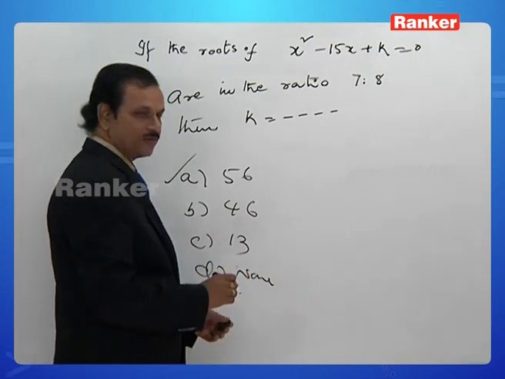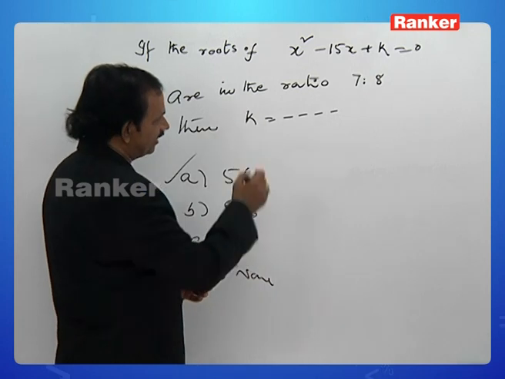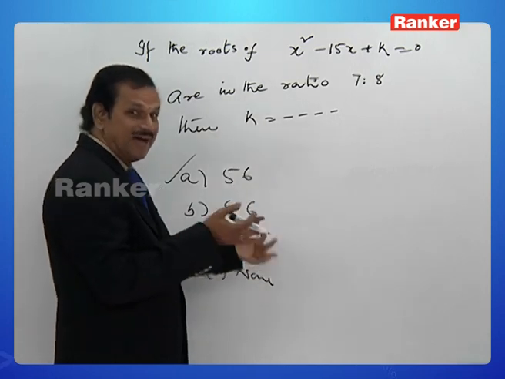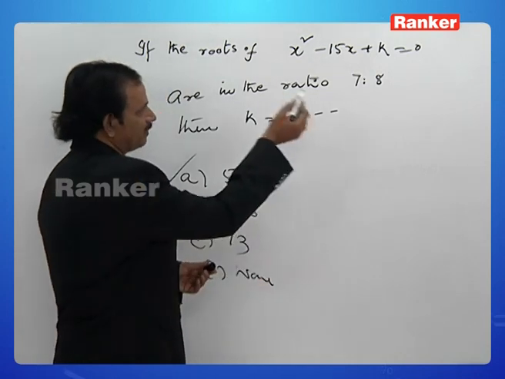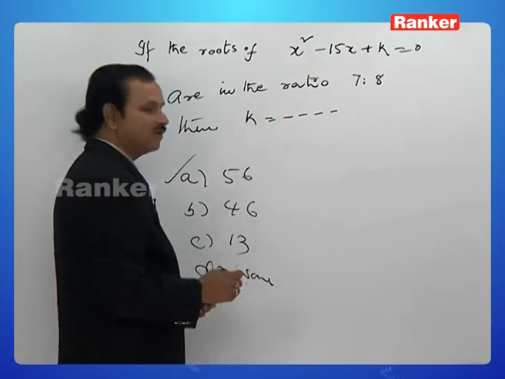So believing that the roots are 7 and 8, and the sum of the roots is 15 is being balanced there, you can have the product of the roots as 56. So k by 1 is 56, that is k is equal to 56.